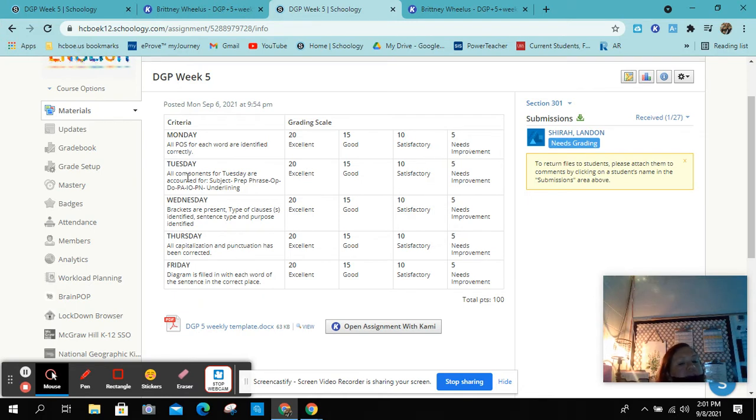On Tuesday, you must have all components for Tuesday, or all components for Tuesday must be accounted for. Subject, prepositional phrase, OP, DOs, PAs, indirect objects, PNs, underlining, all that good stuff. All right, if you have it all completed, it is worth 20 points. If you have 3/4, it's 15. If you have half, it is a 10. And if you have a fourth, it's 5.